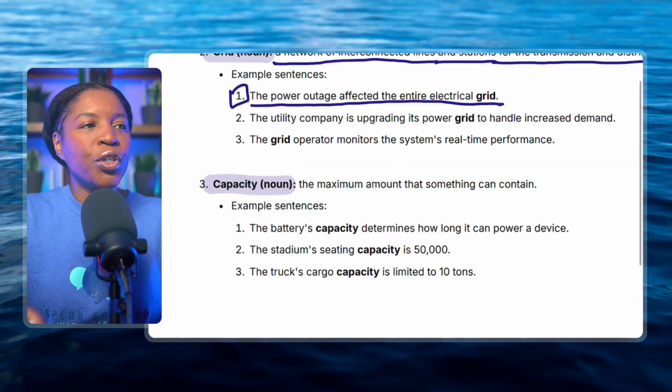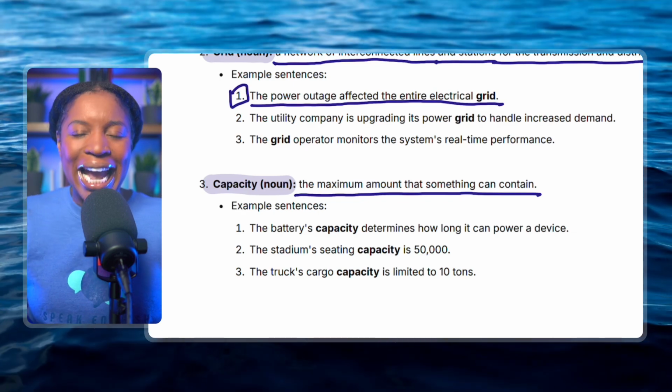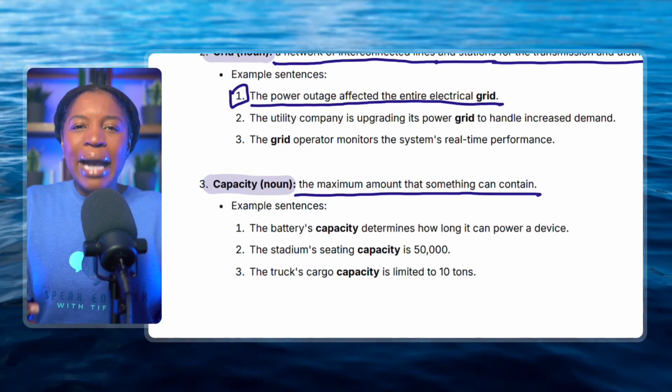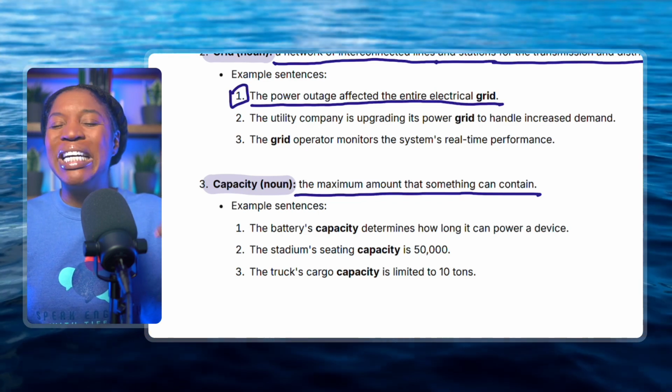It just refers to the maximum amount that something can contain. The maximum amount. So if we're going to someone's event and they've rented out a space, maybe a building or a room, and they found out that in order to have an event here, they have to make sure that only 100 people come. The room capacity is 100. Again, the maximum amount that something can contain.